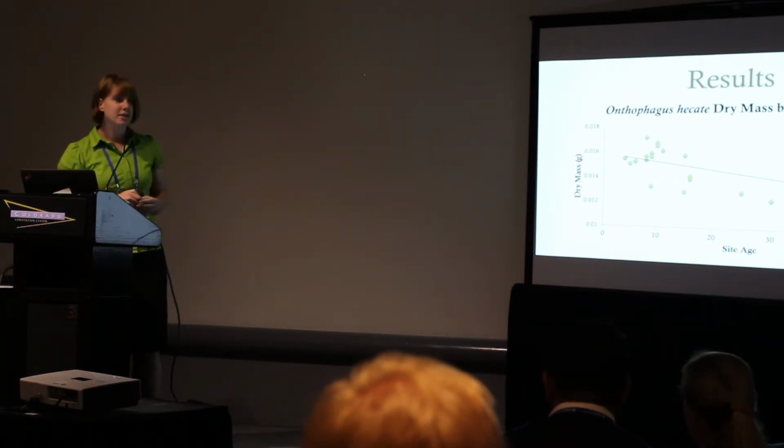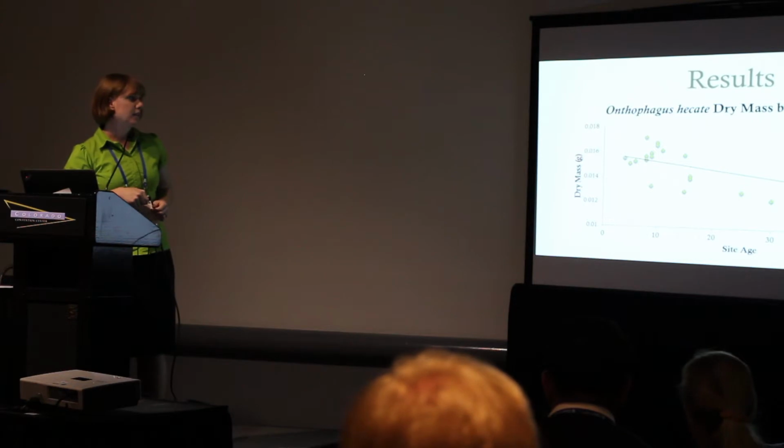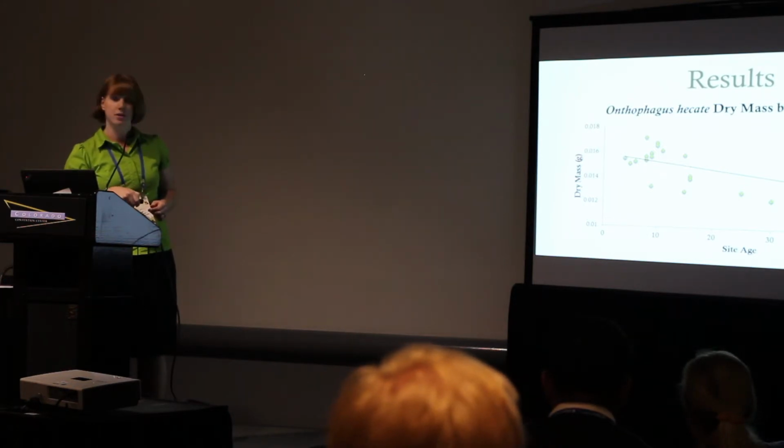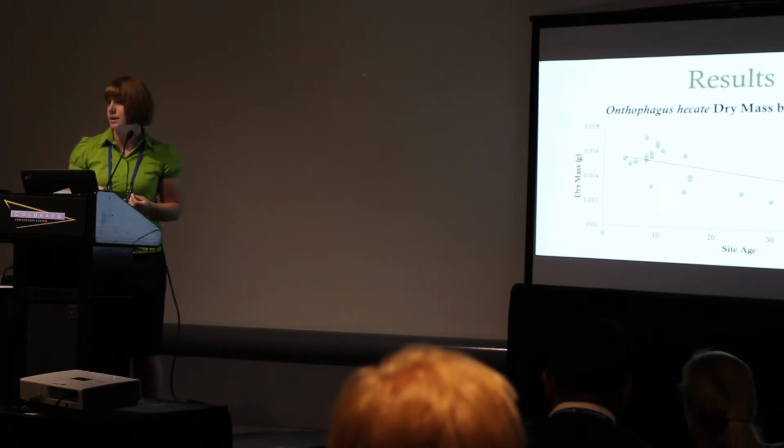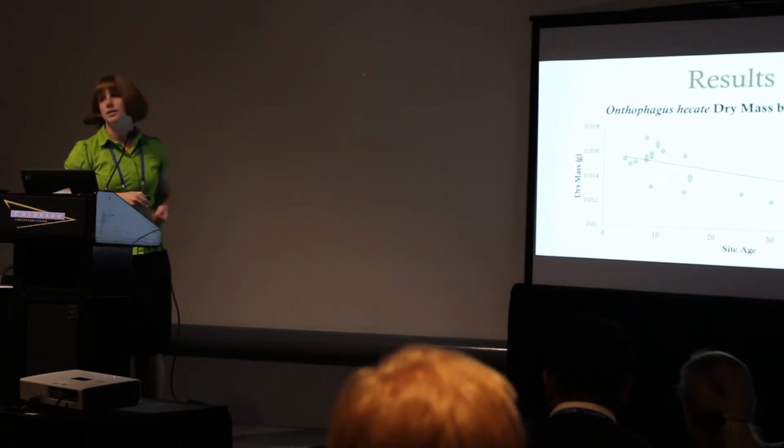This result definitely surprised me because we see that older sites, including the two remnants over here, tend to have smaller Onthophagus hecate on average than the younger sites do.